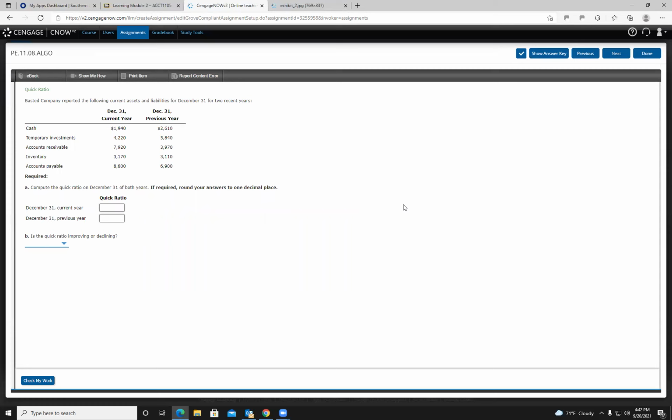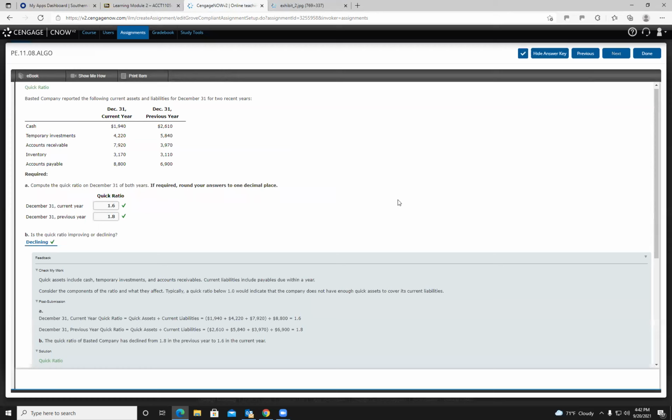Okay, so now we're going to be looking at a quick ratio. And again, quick ratio is a look at your current assets and your current liabilities. So I don't have a whiteboard to show you how to do the math. So let's just go ahead and click on the answer key because it has the math broken out for you and you can see it.